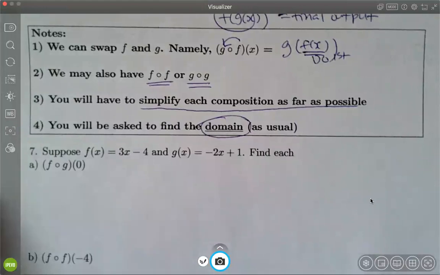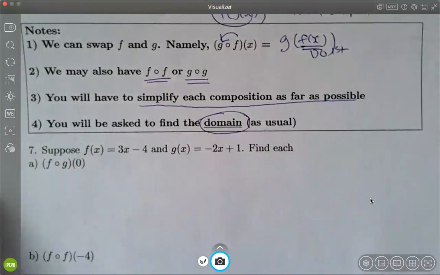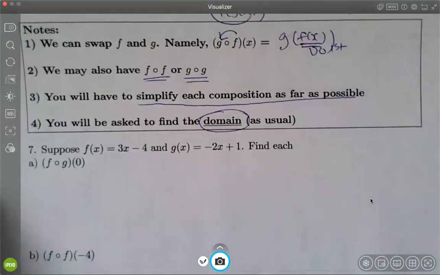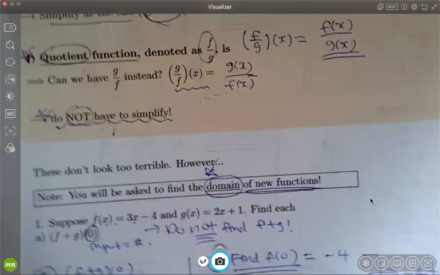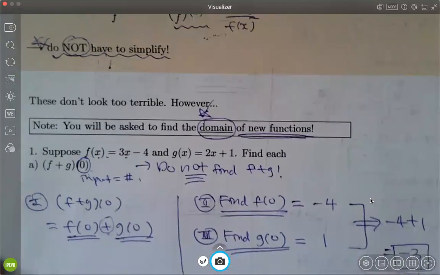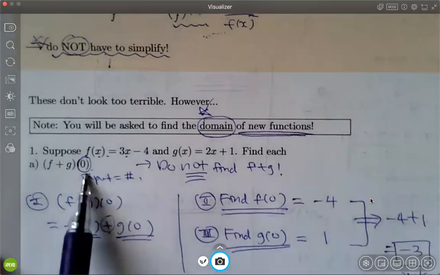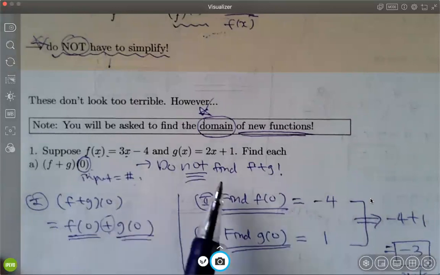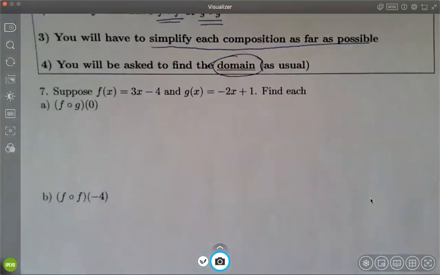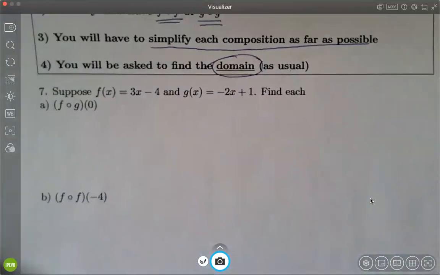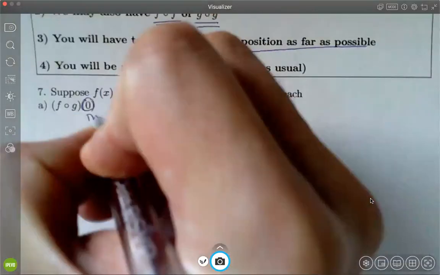Okay, now we have seen quite a similar problem before, right? Whenever an input is a number, we don't find the resulting new function. Now, can we do the same thing here as well? Yes, because that is the input, which is a number.